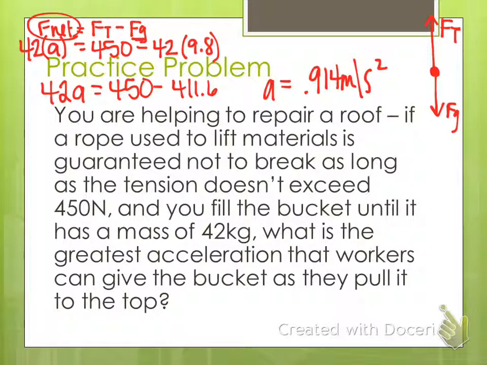We know mass times gravity is equal to F sub g, our gravitational force. We know that force of tension was given to us in our problem, so our maximum acceleration is 0.914 meters per second squared.